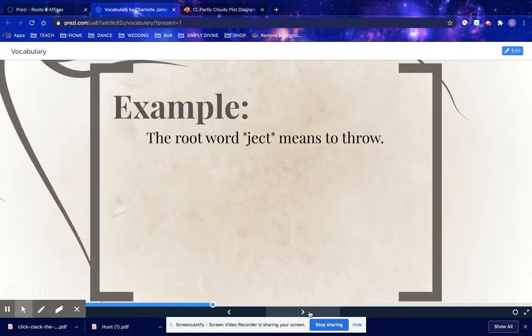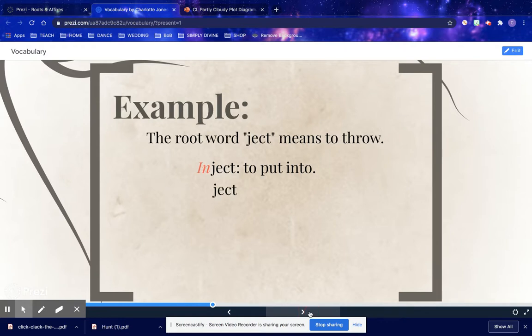So if I take the root word ject, and I know that that means to throw. Here it is, the root word ject. If I add a prefix in, I now have the word inject. If I know that ject means to throw, then we can make an inference about inject, and that means to put into. Like if you get a shot or an injection of medicine, they're putting that medicine into your body.